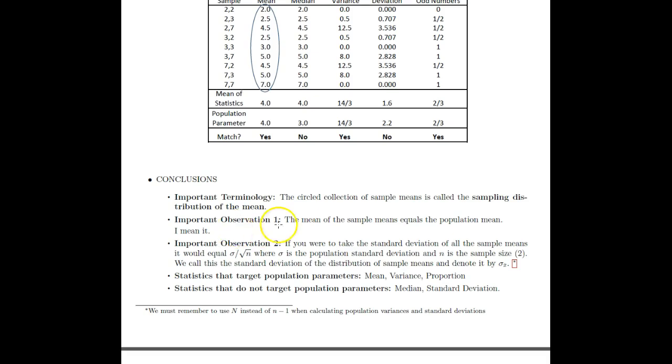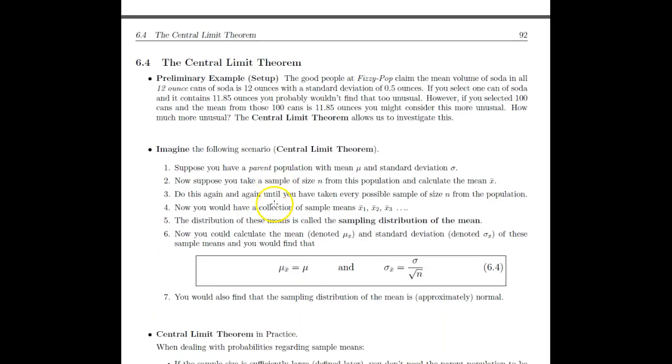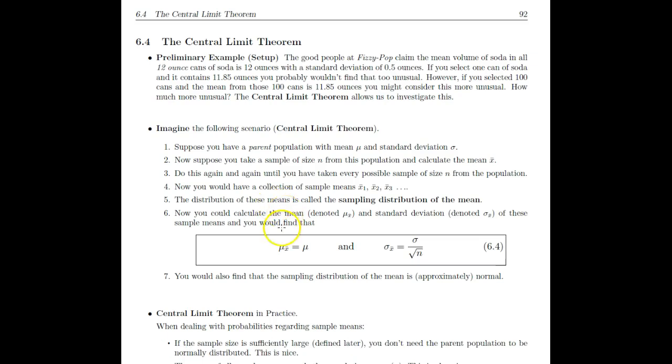With all this heavy lifting, what we're going to see in the central limit theorem are two important observations. And I should talk about the important terminology first, shouldn't I? The important terminology is something called the sampling distribution of the mean. This is a collection of sample means that come from a population. And we're actually going to get into this later, so let me just skip right over into section 6.4. So 6.4 is all about what's called the central limit theorem.